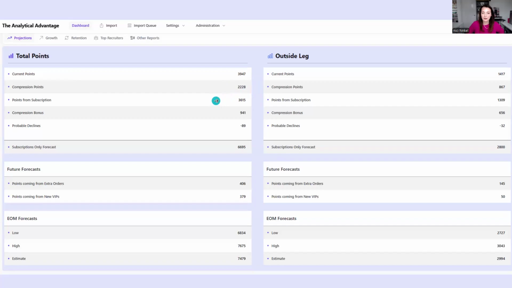Then we have points from subscription. These are points that have not processed yet, but are coming from subscriptions that are yet to run in the future. Compression bonus. This is what I was saying just a second ago.